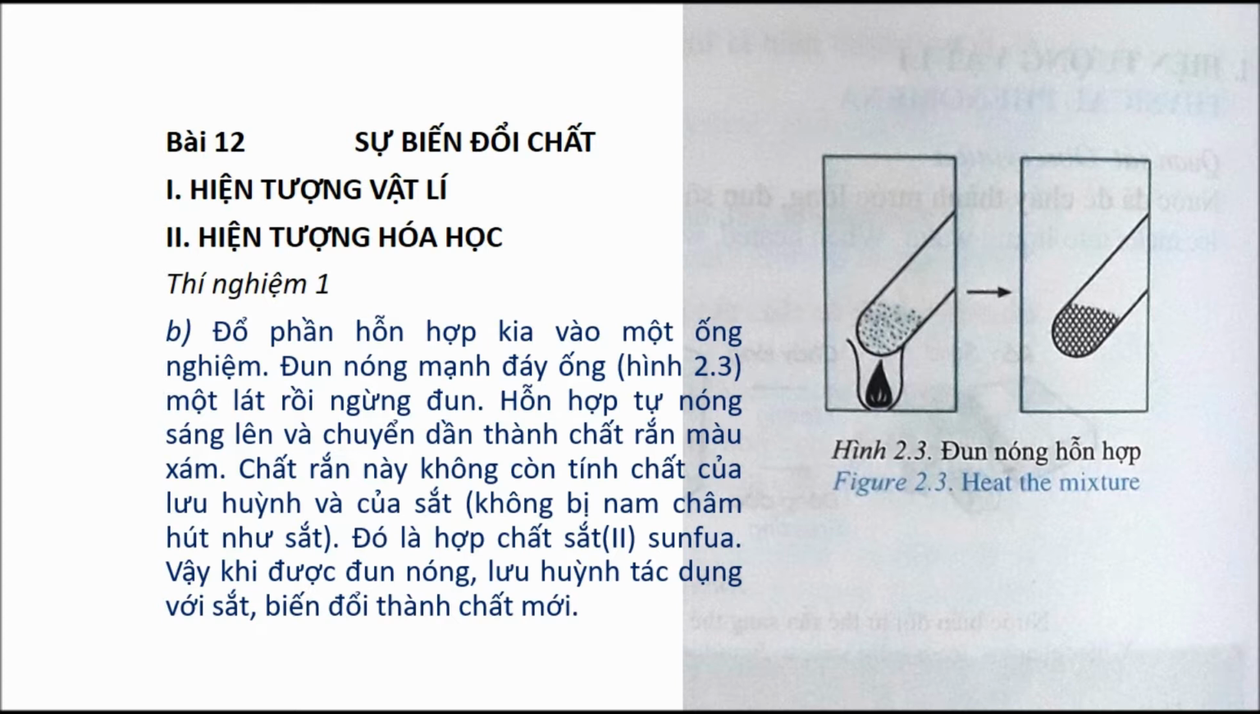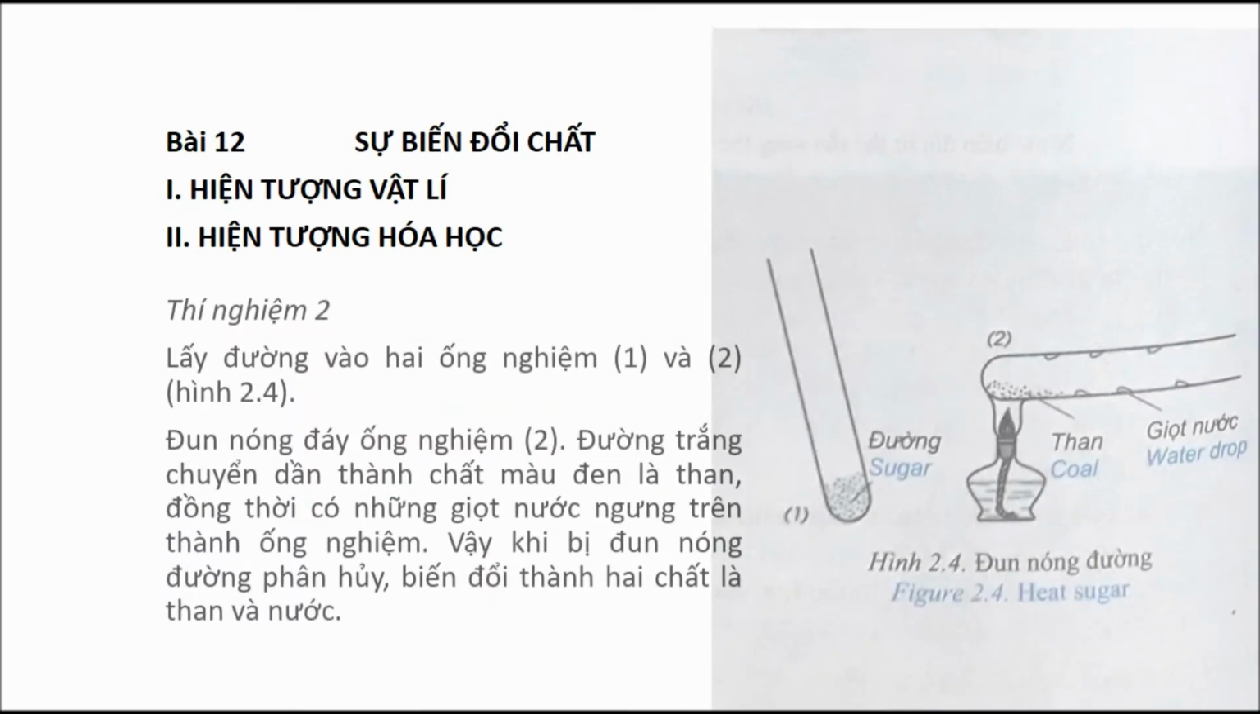The mixture lightens and changes into a gray solid. This substance does not retain the properties of sulfur and iron. It is not attracted by the magnet as iron. It is iron(II) sulfide compound. Thus, when heated, sulfur reacts with iron, changing into a new substance.